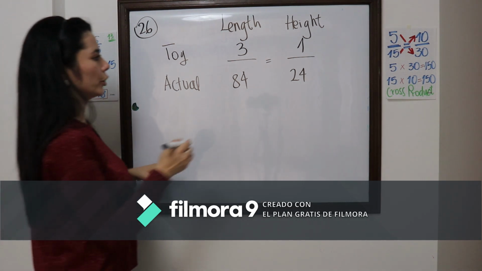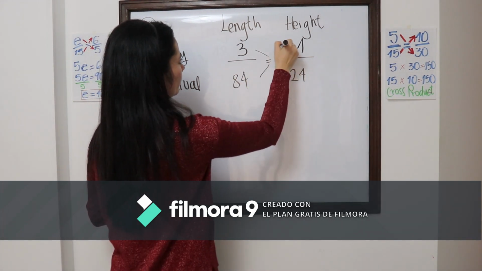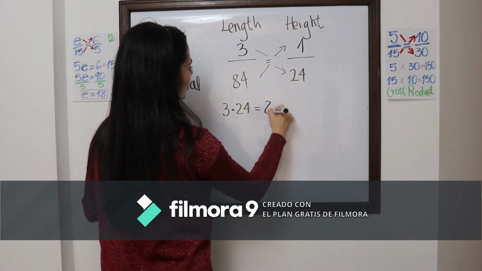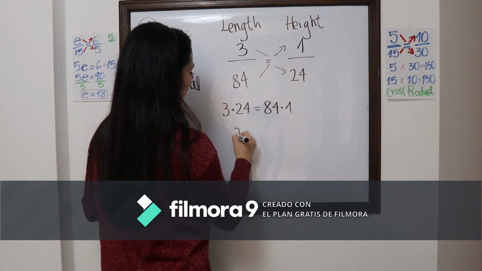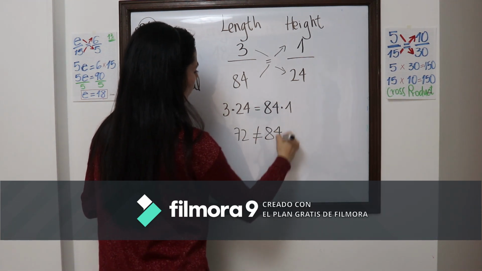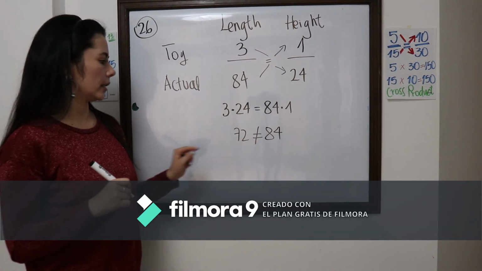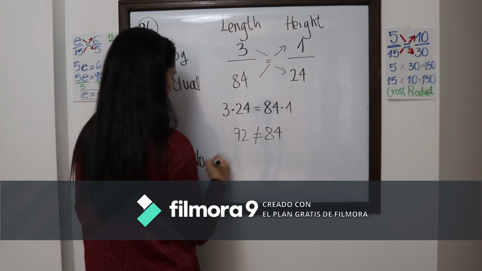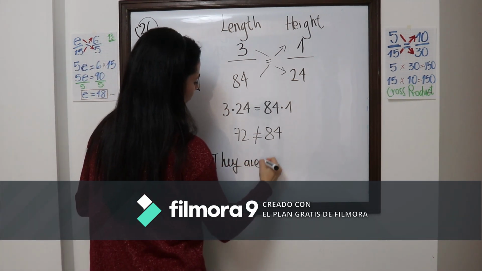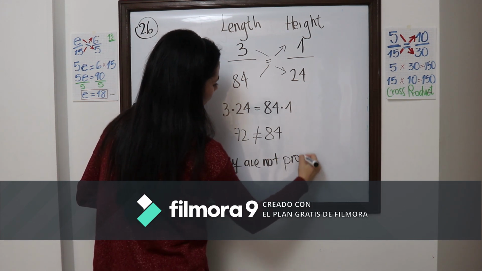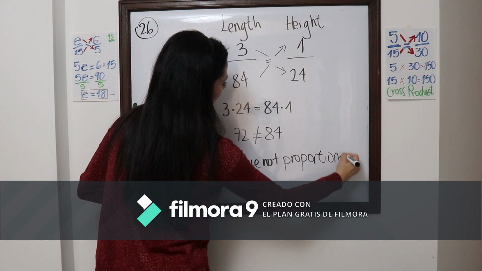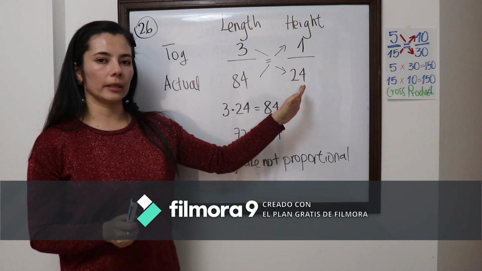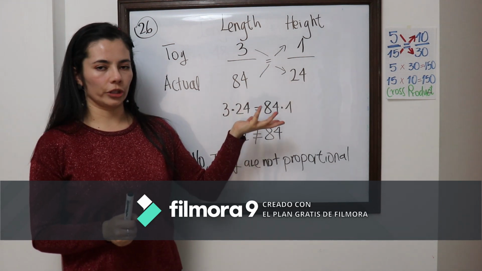So the next thing I'm going to do is work with the cross product here, right? And so 3 times 24 should be equal to 84 times 1. This is 72, which is never equal to 84. Remember, this symbol is different. So 72 is different from 84. So we can say, nope, they are not proportional. See, I told you, this lesson is really not difficult at all as far as we are able to find what the measurements are that are related and how to build the proportion, all right?